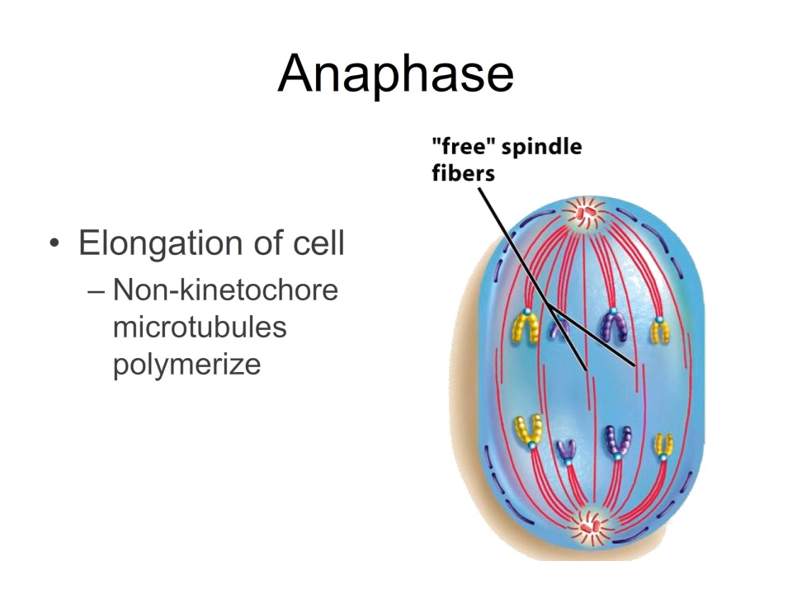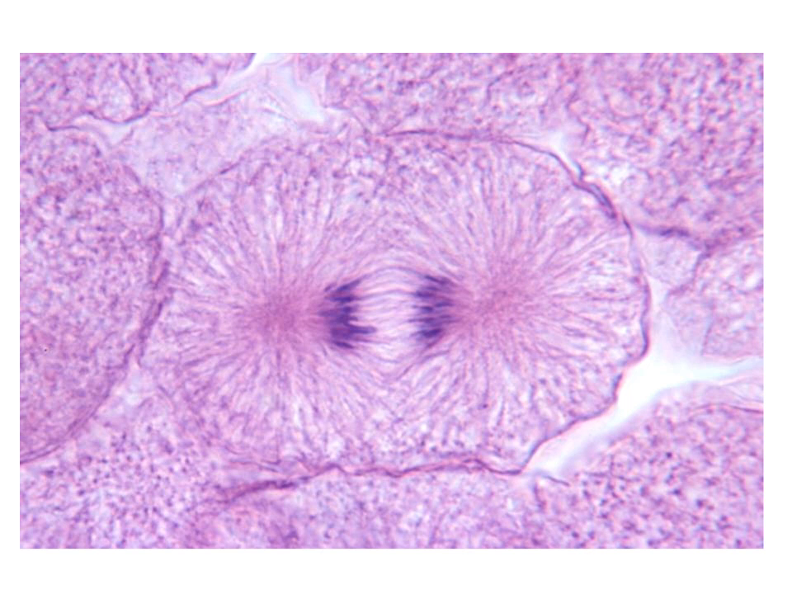As this is happening, the non-kinetochore microtubules from each pole have attached and begin to grow by adding more tubulin subunits. This results in elongation of the cell. As shown in this micrograph, anaphase is characterized by the separation of sister chromatids.